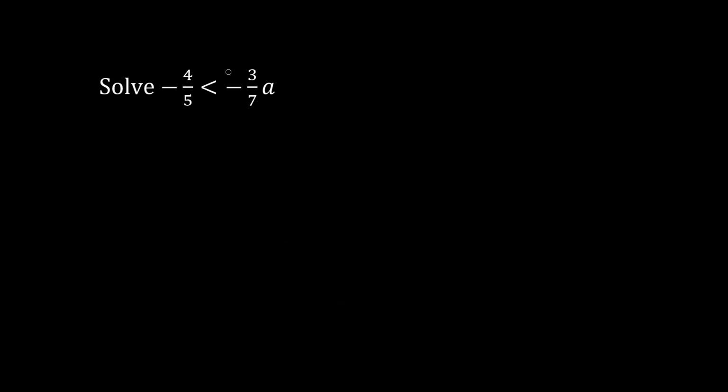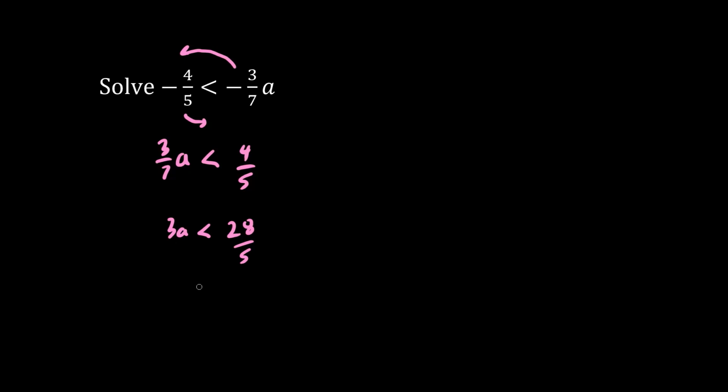Let's solve a. One way of doing this is to move this term to the left. So the -3/7 becomes 3/7a. And we're going to move this term to the right. So we get -4/5 becomes +4/5. We can now multiply both sides by 7. So we get 3a is less than 7 times 4 is 28 over 5.